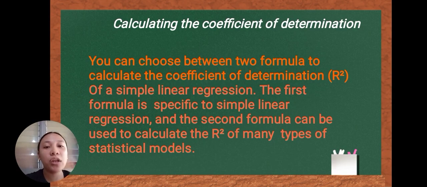Calculating the coefficient of determination. You can choose between two formulas to calculate the coefficient of determination, or R-squared, of a simple linear regression. The first formula is specific to simple linear regression, and the second formula can be used to calculate the R-squared of many types of statistical models.